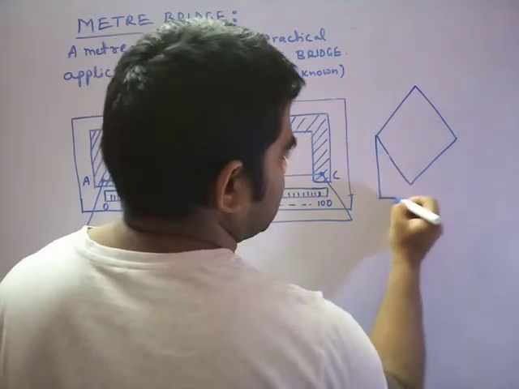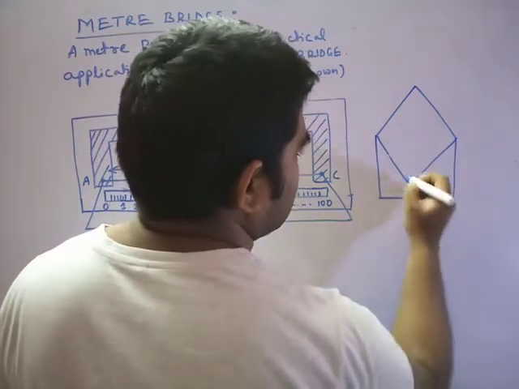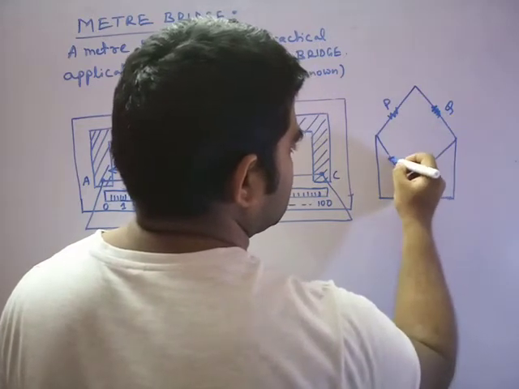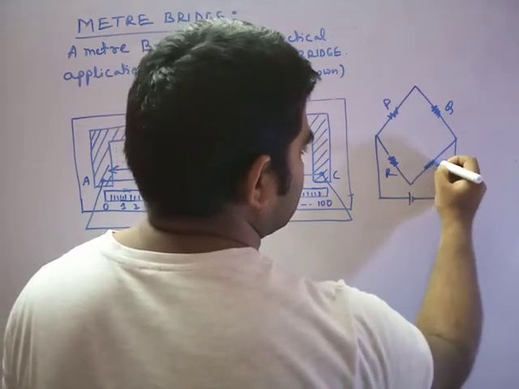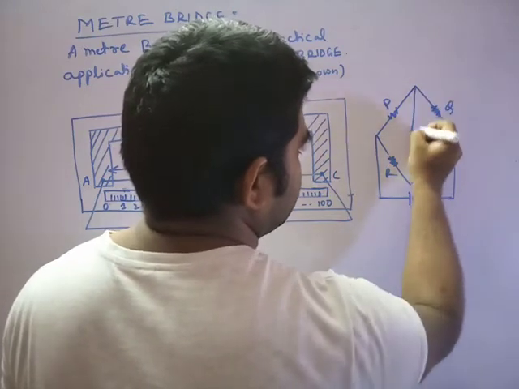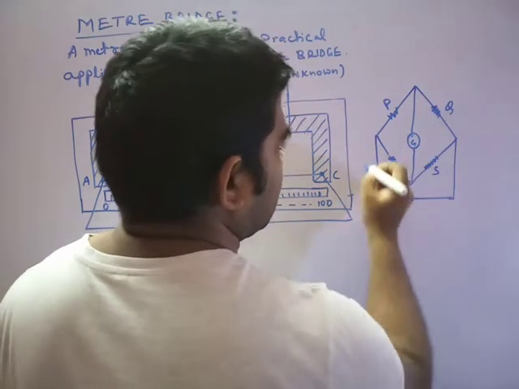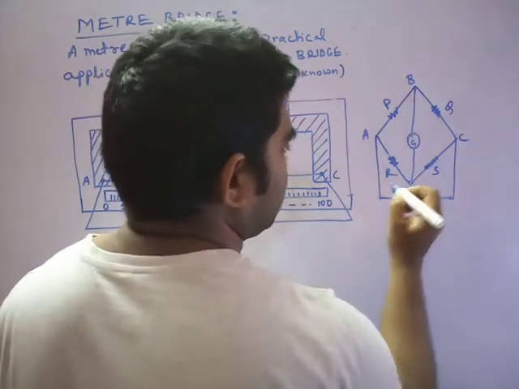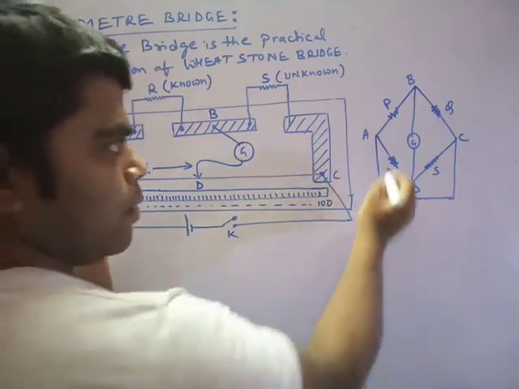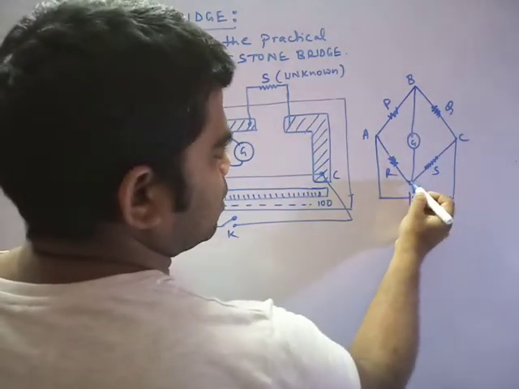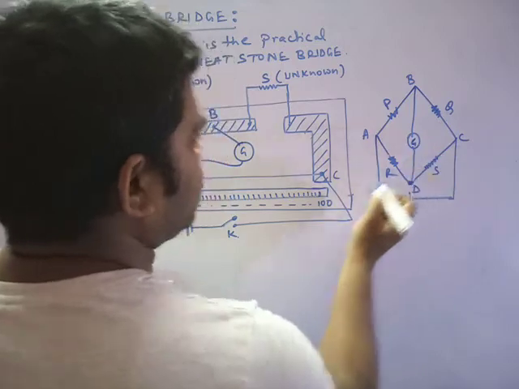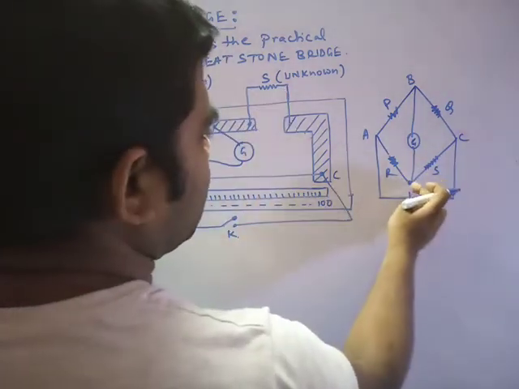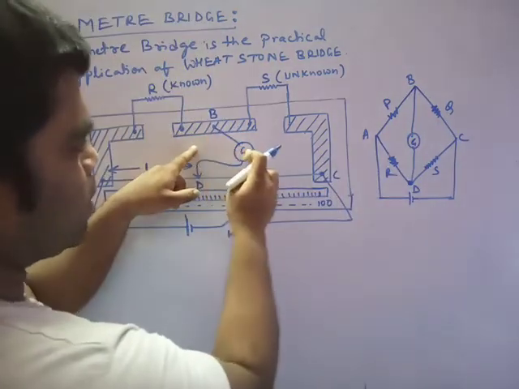These are the terminals for the source, and there is one resistance called P, one called Q, one called R, and one called S, and in between there is a galvanometer G, and the terminals are A, B, C and D. Already I have noted. Now listen here. Between P and Q and R and S, the galvanometer is connected. Look, this is R and this is S. They two are in series, but in between there is one galvanometer connected.